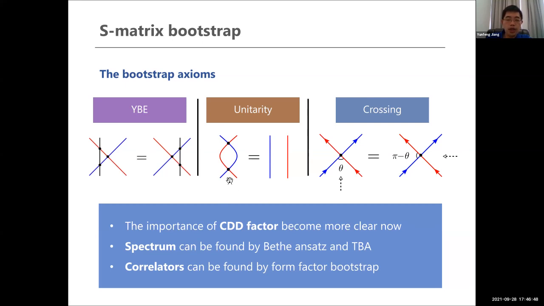So once we determine the 2 to 2 S-matrix using this bootstrap way, then we can find, for example, the spectrum by integrability. In particular, we can use the Bethe ansatz, and we can also use the thermodynamic Bethe ansatz in finite volume. And the correlation functions can be computed by the form factor bootstrap approach. So there are nice stories about these subjects. This is the bulk story.